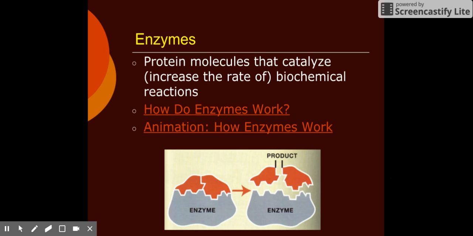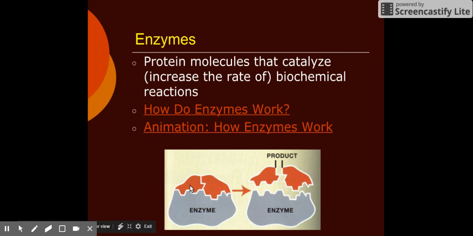So one of the key things from this slide is just that they are a protein molecule. That's really important that we know what that is in our molecules of life, that it falls into the protein category. And they catalyze, which means speed up chemical reactions. So there will be a couple other videos linked up for you to show how these work, some animations.